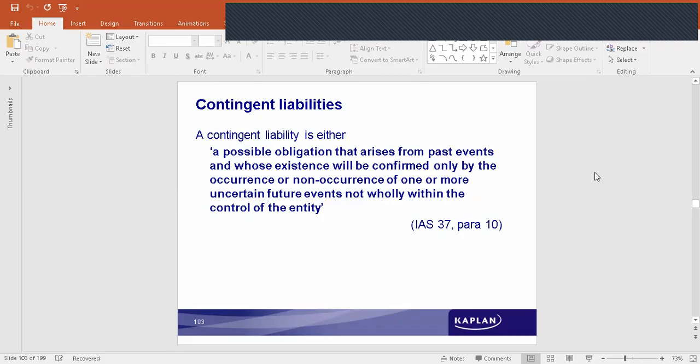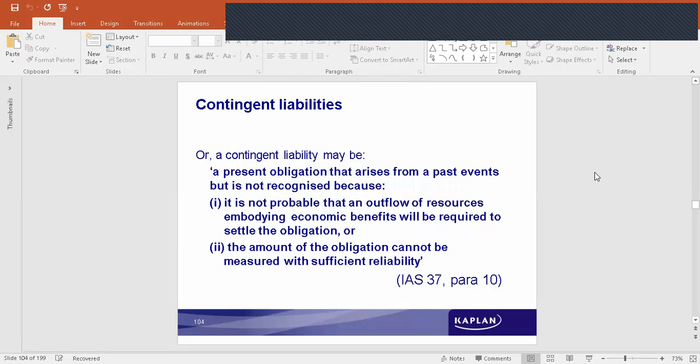Something has to be settled, but to what extent the amount would be settled, or when it would be settled, those things are not certain. That is a contingent liability.